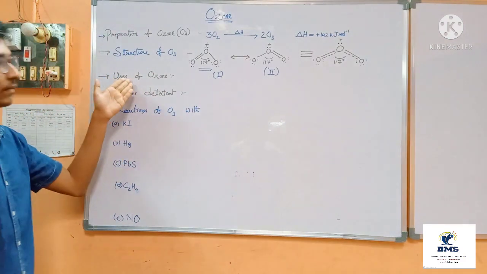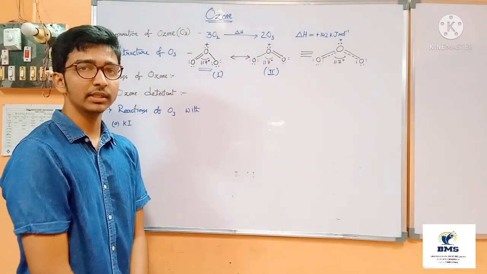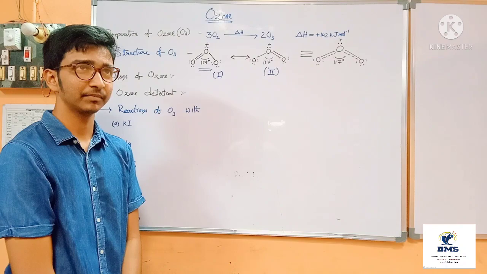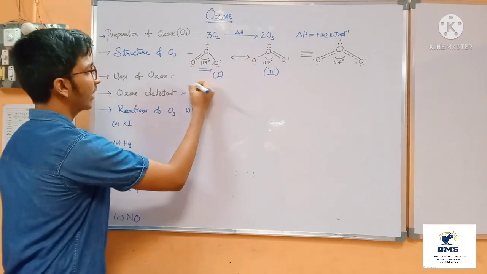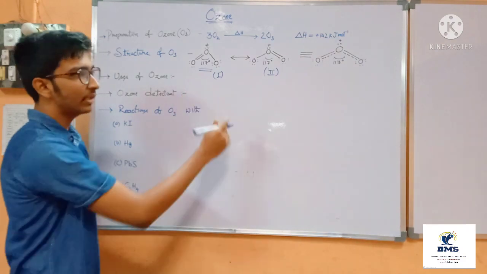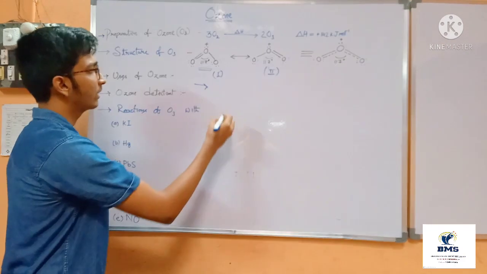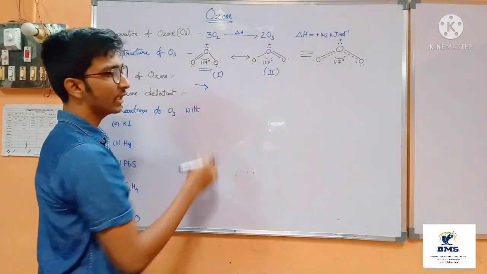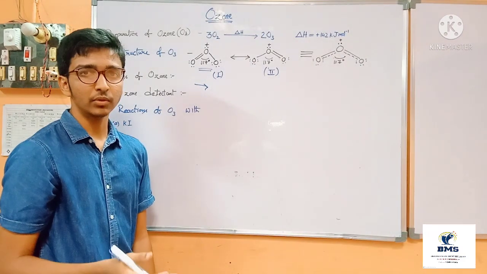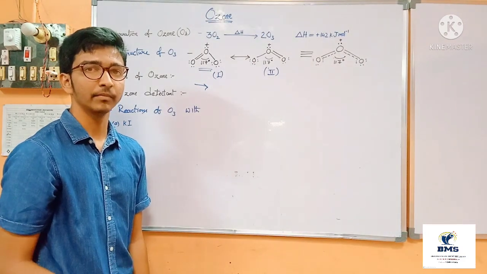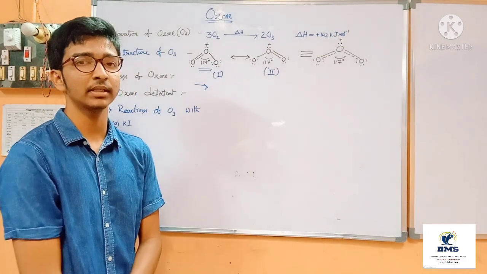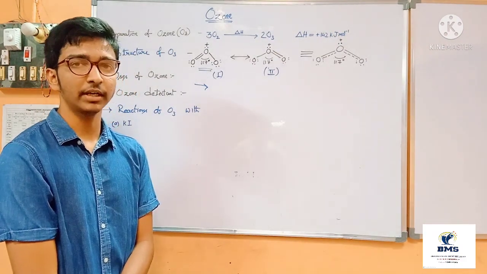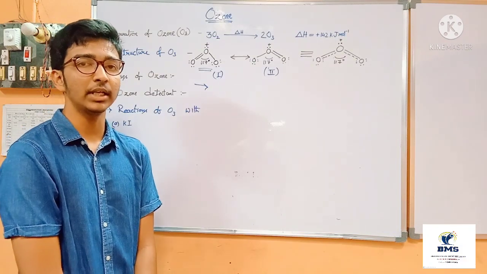And next, uses of ozone. Ozone has more uses in regular life, related to living things. First, the earth has an ozone layer which protects us from sunlight's UV rays, which have high radiation, without which we can't live.